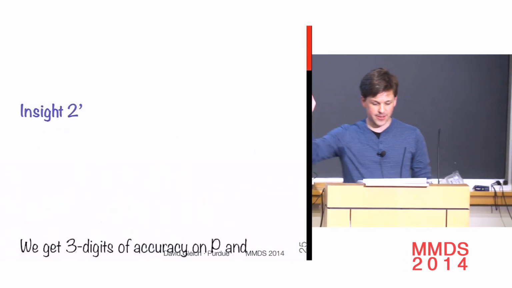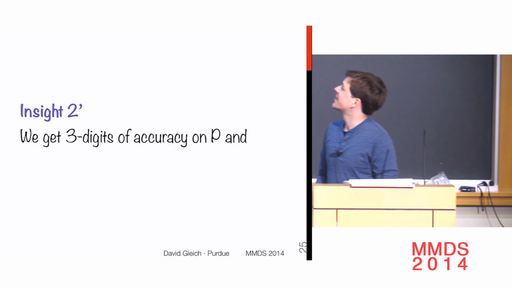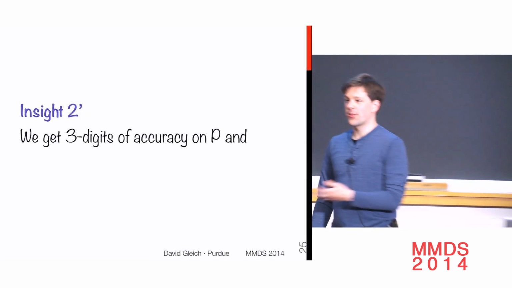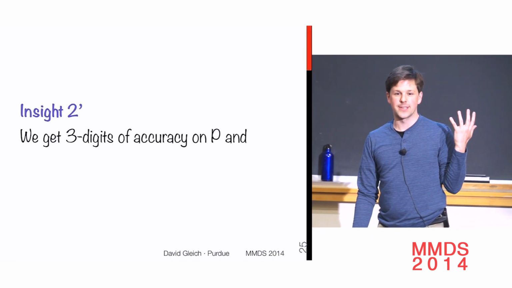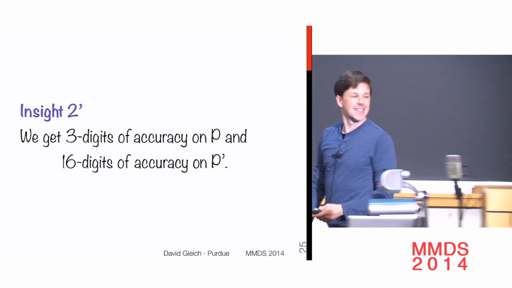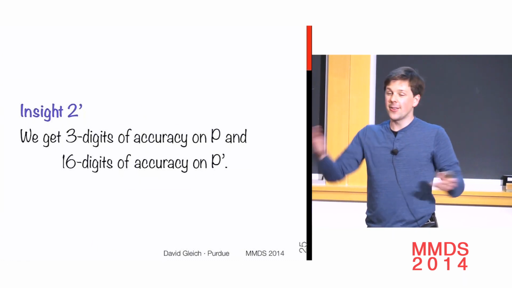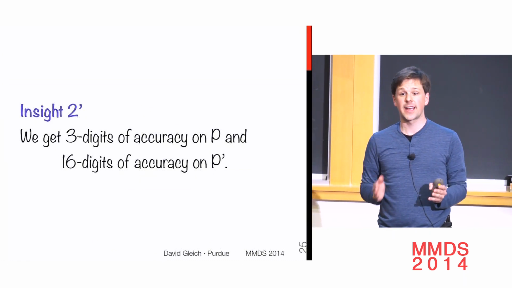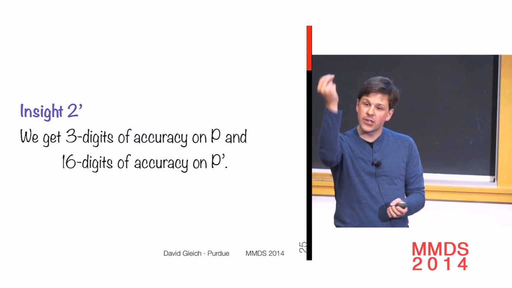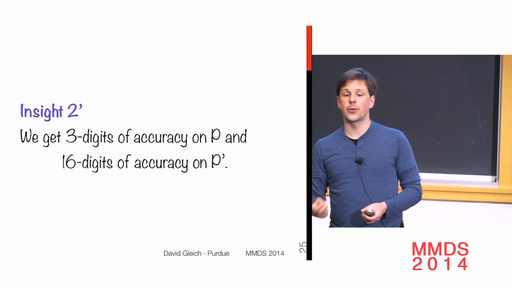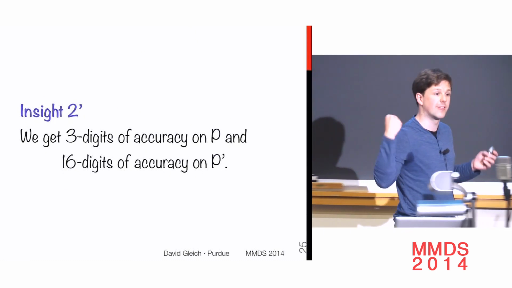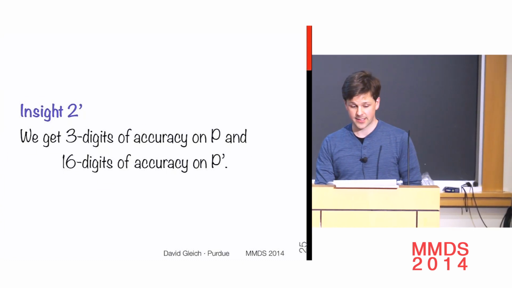But in light of some of the questions yesterday, there's actually another insight here too. So there's insight 2 prime. If we're solving PageRank with the push method, we only get about 3 digits of accuracy. But we can also get 16 digits of accuracy on P prime. If we look at that other thing, we are exactly solving that second equation. So instead of thinking about the original problem as the goal, we can think about this revised problem as the goal and show that push is actually a very precise algorithm on that problem.